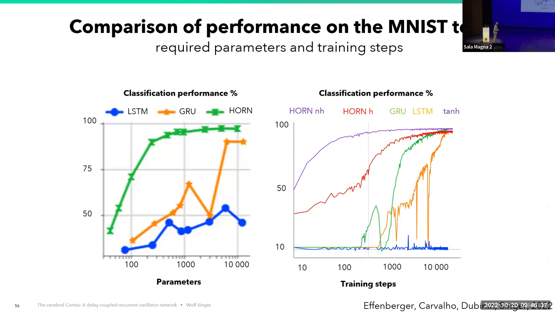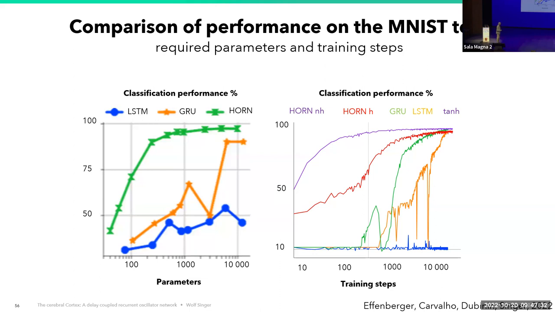We use standard benchmark tests, in this case, the MNIST test, and compared it with other recurrent networks that are implemented at the moment in these artificial intelligence systems. So the long short-term memory of Schmidhuber is this blue trace. The gated recurrent unit is this yellow trace. And this green trace here is our network. This compares the number of parameters required in order to reach a certain level of performance. And you see that this network is much more economic with respect to invested hardware if you were to build such a system. But more importantly is learning speed.